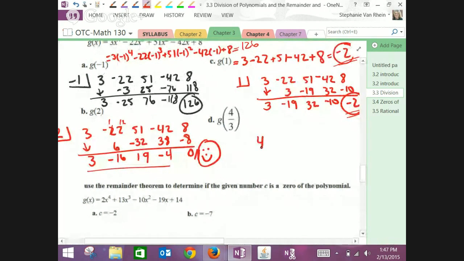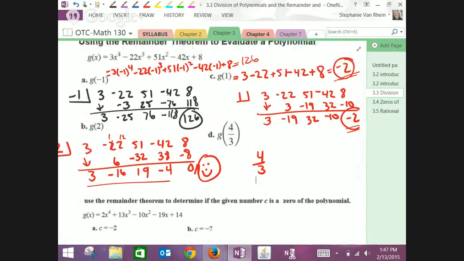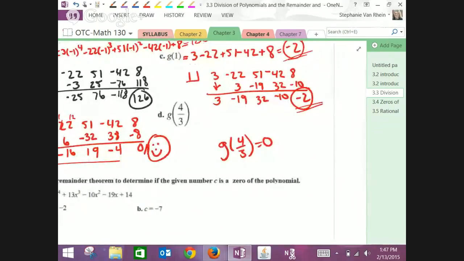They do the same thing with 4/3. Don't be too intimidated by a fraction. It's probably a lot easier to do synthetic division with a fraction than with your calculator, just because order of operations is so important there. But if you're really good with parentheses, you can plug 4/3 in, and it turns out we get 0. So G of 4/3: it would be easier to do synthetic division than to plug it in.